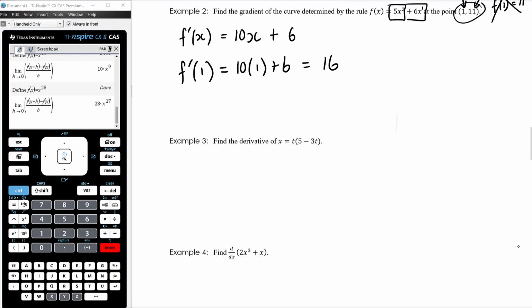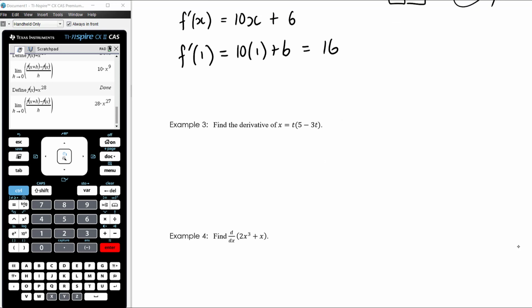Okay, example 3. Find the derivative of x equals t times 5 minus 3t. Okay, now at the moment we can't actually calculate the derivative of this because we have a product of two functions. So we have to expand it first. So x is going to be equal to 5t minus 3t squared. So get it to a form that you can differentiate. Now we're ready to differentiate.